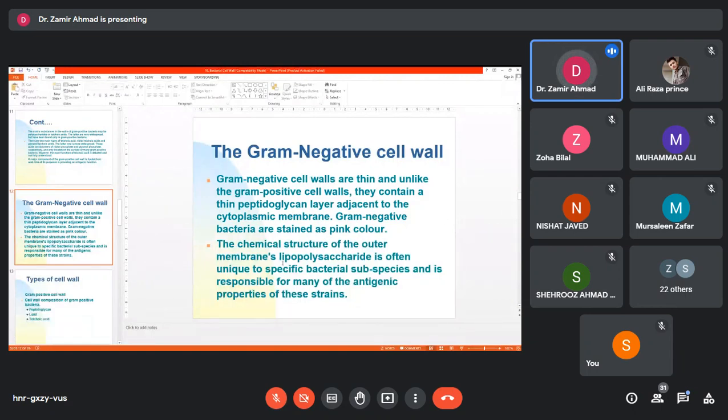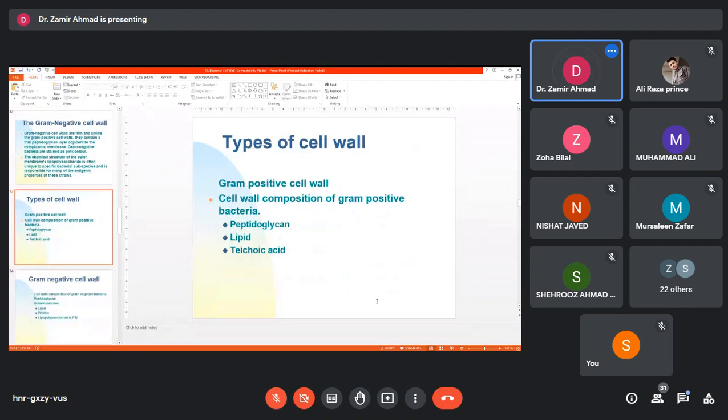The chemical structure of the outer membrane's lipopolysaccharide is often unique in specific bacterial species and is responsible for many of the antigenic properties of these chains. So this lipopolysaccharide structure in the outer membrane is responsible for the antigenic properties, and it induces the immune system whenever these bacteria enter into the human body.